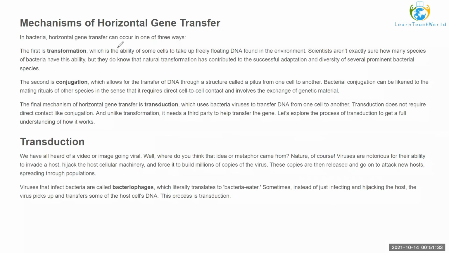So then I have the mechanisms by which this horizontal gene transfer takes place. Again, we have three: transformation, conjugation, and transduction. Here we'll start with transduction.